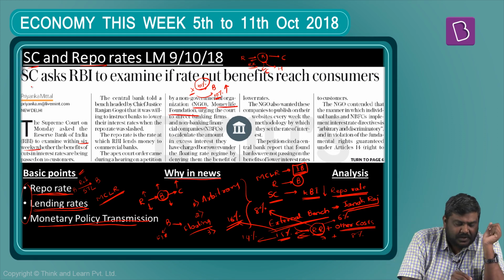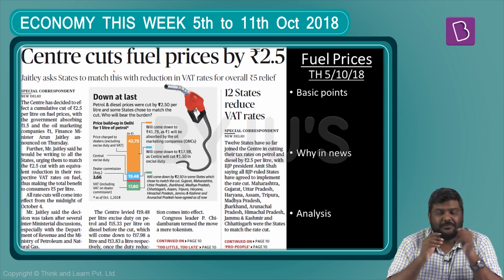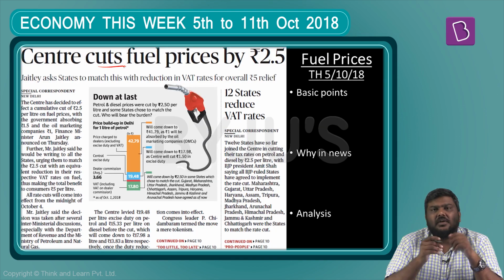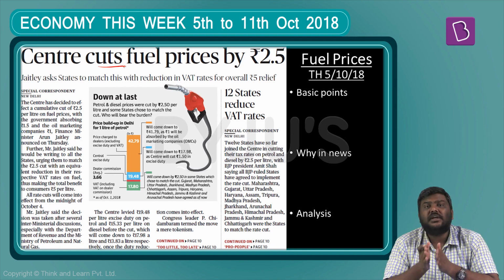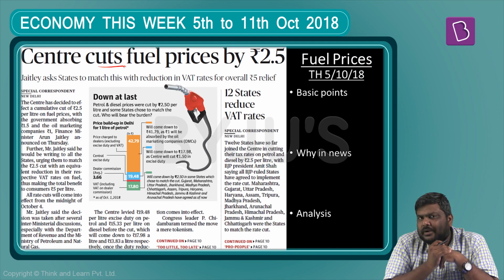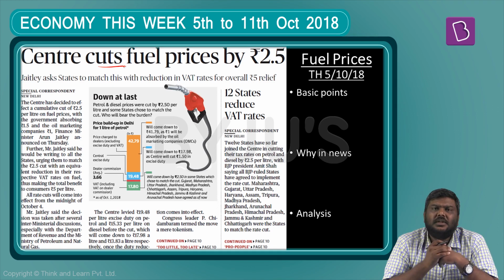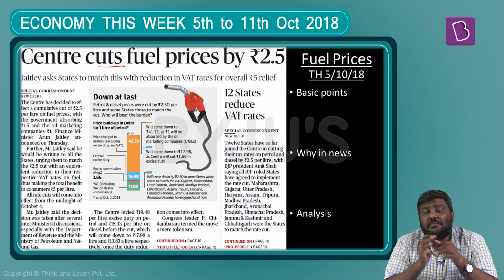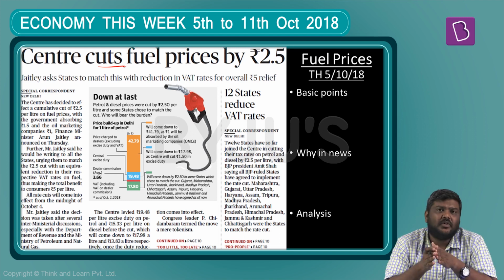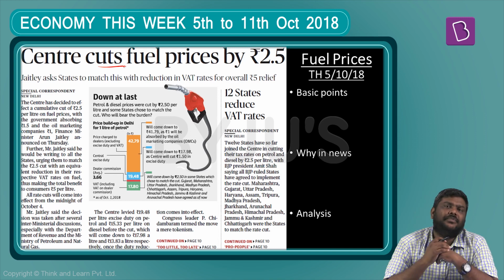So this is the discussion in this particular article. The next article is related to central government cutting the excise duties by 2.5 rupees in case of petrol as well as diesel. Some of the important points that you need to understand are: 1. India is heavily dependent on the import of crude oil. To what extent? More than 70% of domestic requirement is imported into India.